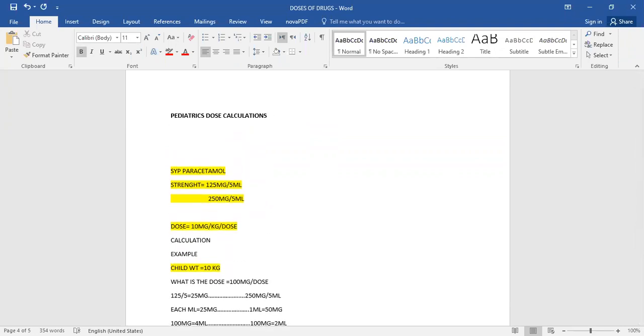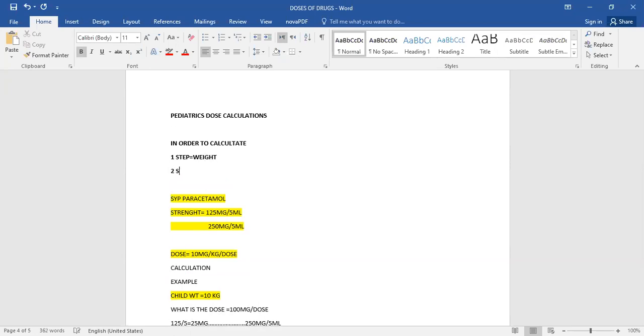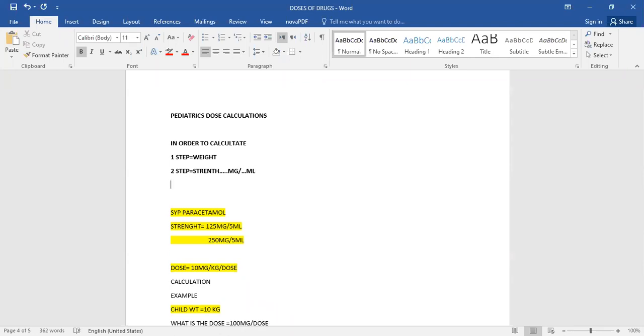So if I write here, in order to calculate, first step, weight. Good. If you know the weight, second step, strength. What is the market strength, which is dash mg per dash ml. Okay, so if you know this, third step, the dose. This is the principle. The dose is like dash milligram per kg per dose.